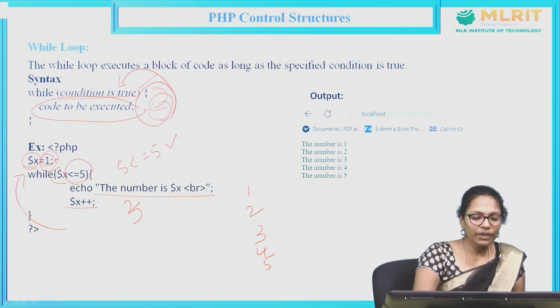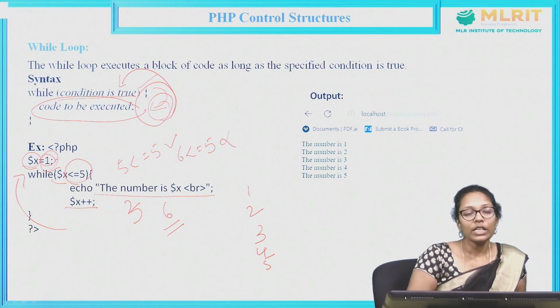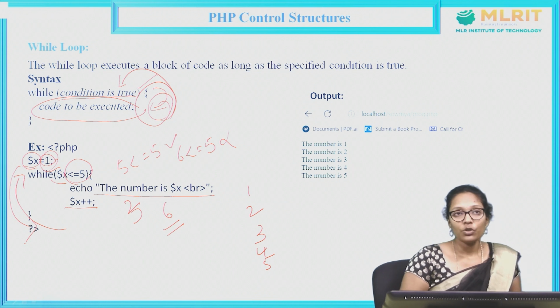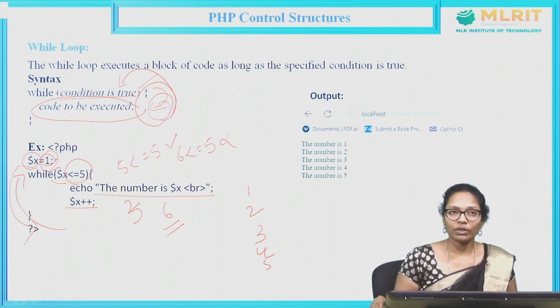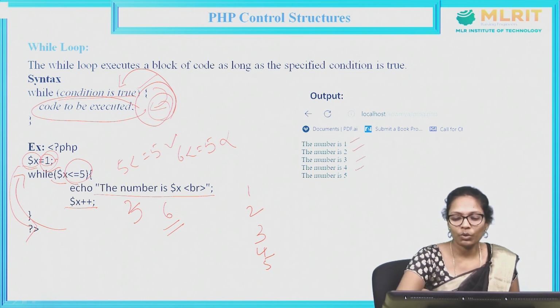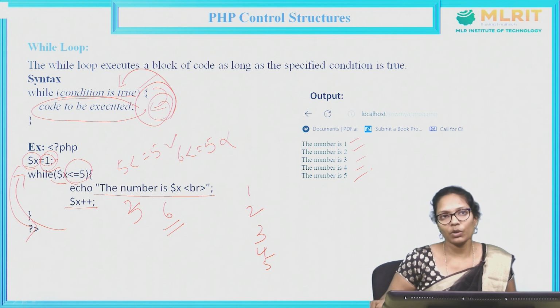After printing 5, the x value will become 6. So whenever the x value becomes 6, the condition will become 6 less than or equal to 5, which is false. So whenever the condition becomes false, it comes out of the loop. So that's a use of while loop, right? Not only while loop, any loop, iterative statements. So for this program, the output will be, the number is 1, 2, 3, 4, 5. So after printing 5, it comes out of the loop.